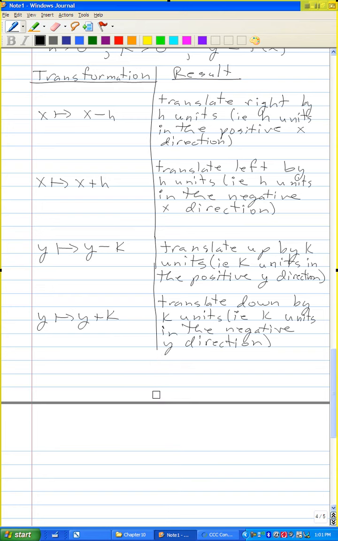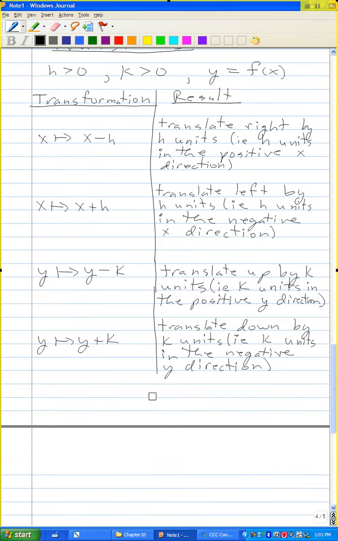So again, notice math is backwards. If you subtract h units from x, then you go h units in the positive x direction. If you add h, then you go in the negative x direction. If you subtract k from y, then you go in the positive y direction. If you add k to y, you go in the negative y direction. So notice that it's always the opposite.